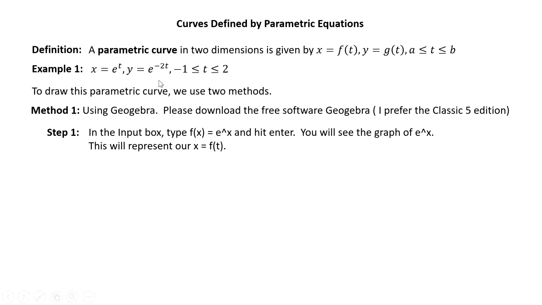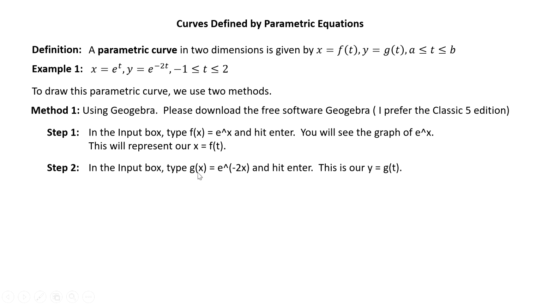Okay. And then step 2, let's type g of x equals e to the negative 2x. Again, notice we are guided by what y is. y is e to the negative 2t. So let's start with this. And in the third step, we type this thing. A is the name of our curve, just as f of x is the name of our function. A is our curve, and we say f of t, g of t, comma -1, comma 2.